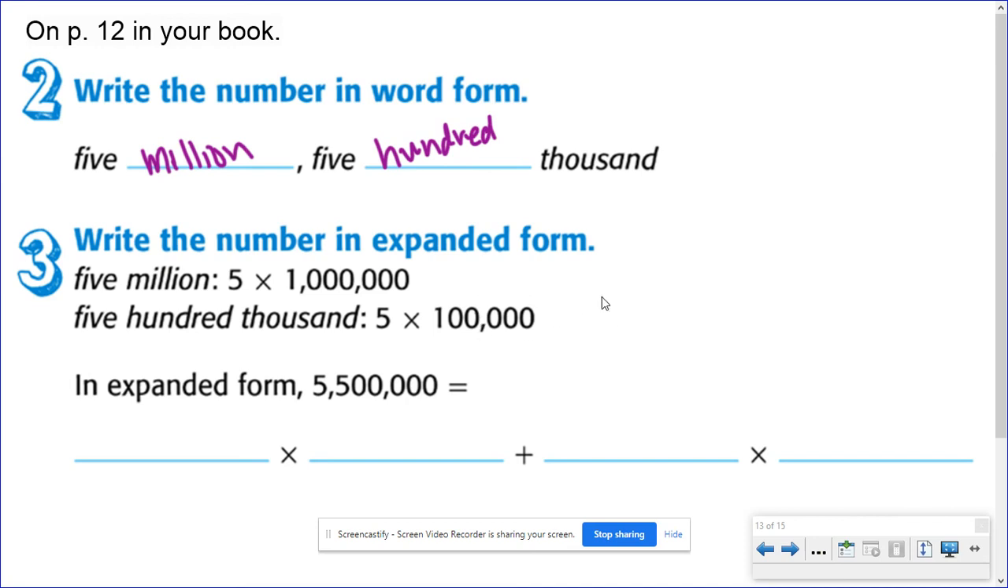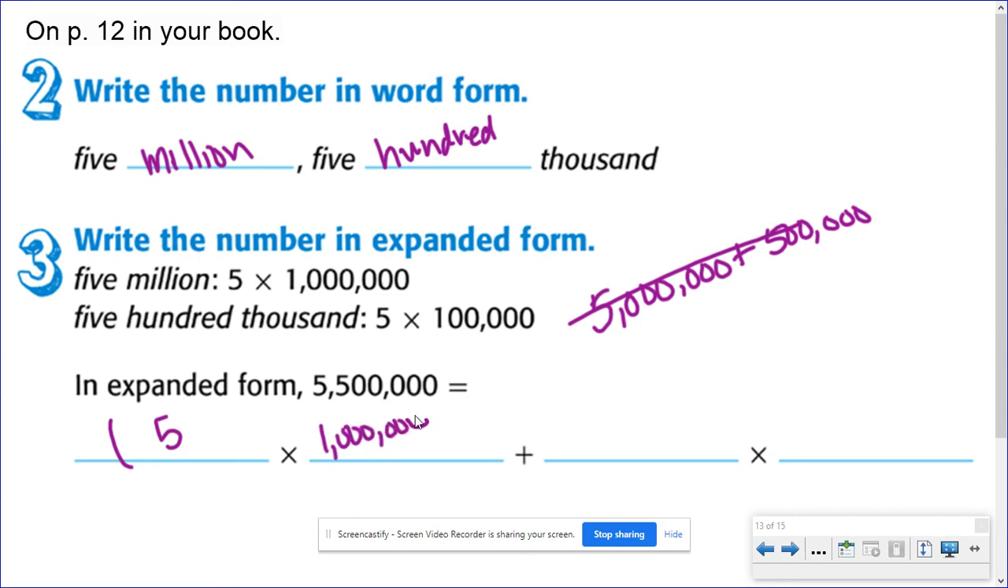In word form, exactly how I read it aloud, 5,500,000. If we were in fourth grade, our expanded form would look like this. But we're in fifth grade now, so we've got to expand that even farther. 5 million, I can instead say is 5 times a million. And you'll notice me adding parentheses here. That just keeps me organized. So I suggest parentheses for you as well. They go around the multiplication, not around the adding. And then instead of 500,000, 5 times 100,000.